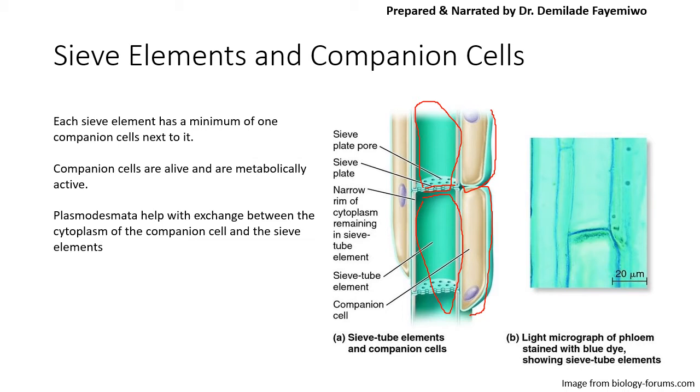So you should be able to know the sieve plate, you should be able to know the sieve tube element. So just one section of this is a sieve tube element, and you should be able to know the companion cell, which is the one attached to the sieve tube element.